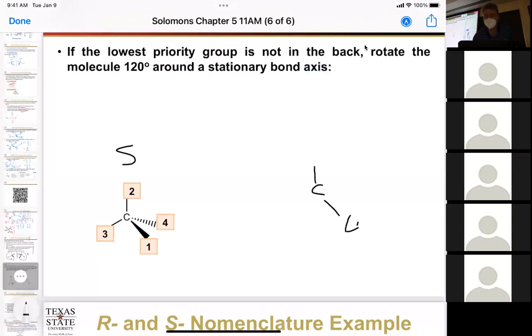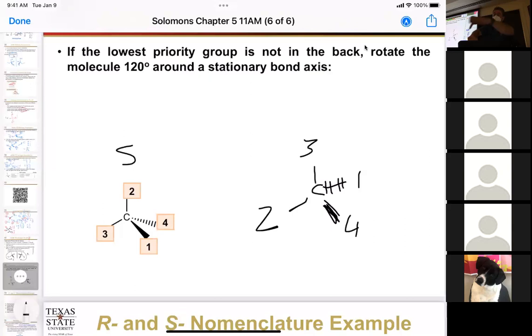So now let me make it a little harder. Let's do 4, 1, 3, 2. This is going back. This is coming out at us. Okay, how would we do that? The way we do that is we'd say, okay, this is 1, this is 3, this is 2, and 4 is back here. So 1, 2, 3, 1, 2, 3. It's counterclockwise. It's also S.